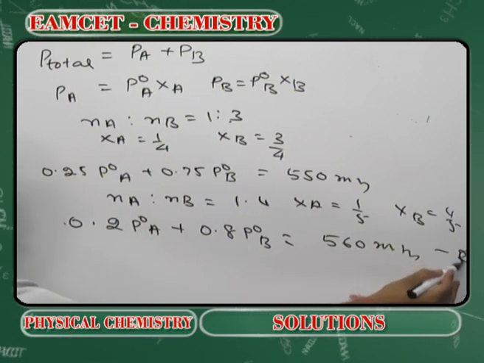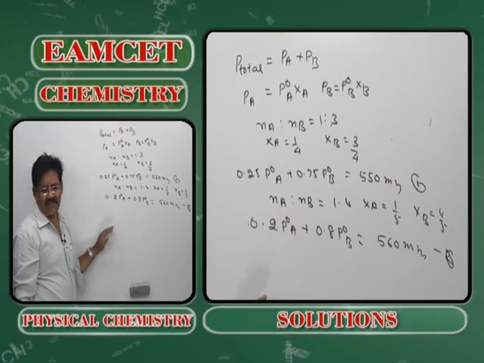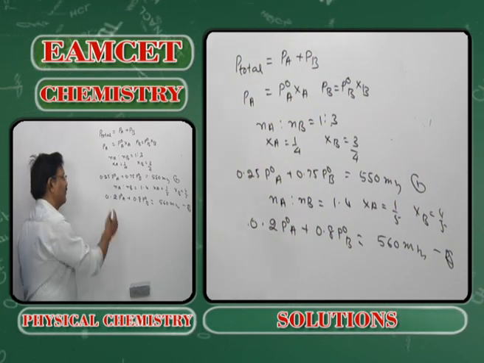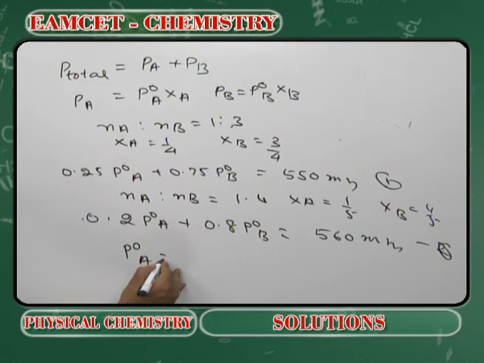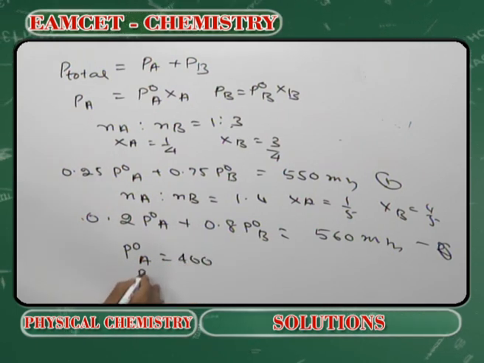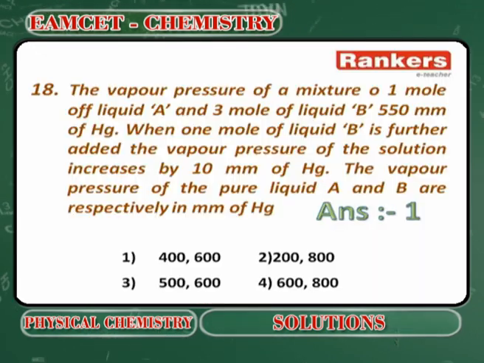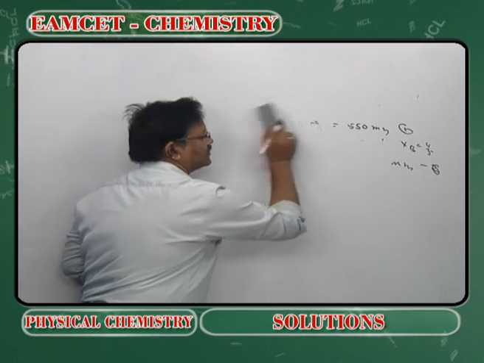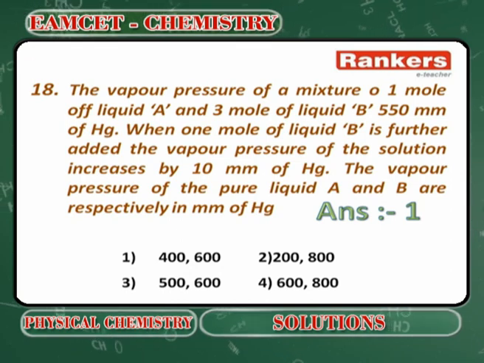This is equation 2, this is equation 1. When we solve equation 1 and equation 2, we get the P naught A value as 400 mm and P naught B value as 600 mm. So here what we have done is generated two equations. This is a special case of Raoult's law for a mixture of two volatile liquids. Next question.